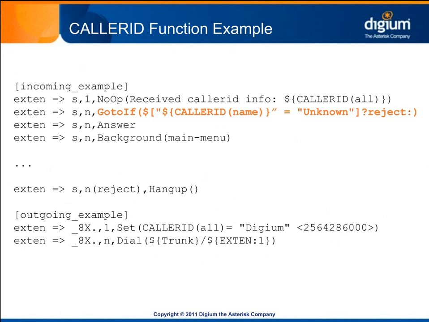We can also use the Set application and the CALLERID function to manipulate our outgoing caller ID. Here we reset the caller ID name to Digium and the number to 256-428-6000 for any three-digit or longer extension starting with an 8 before dialing out the trunk. This might be desirable if we wanted to present the main dial-in number instead of a direct extension in the outbound caller ID. Note that different technologies and regulations may limit how much control you have over your own outbound caller ID. You should research and test thoroughly before deploying a dialplan that depends on manipulating outbound caller ID.